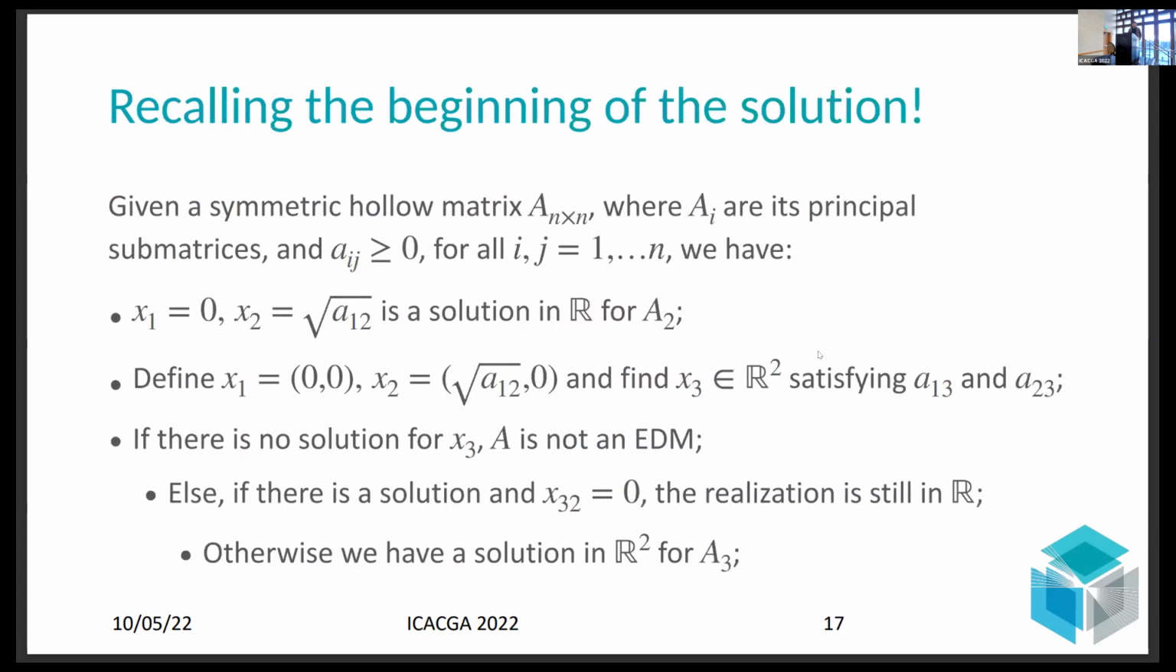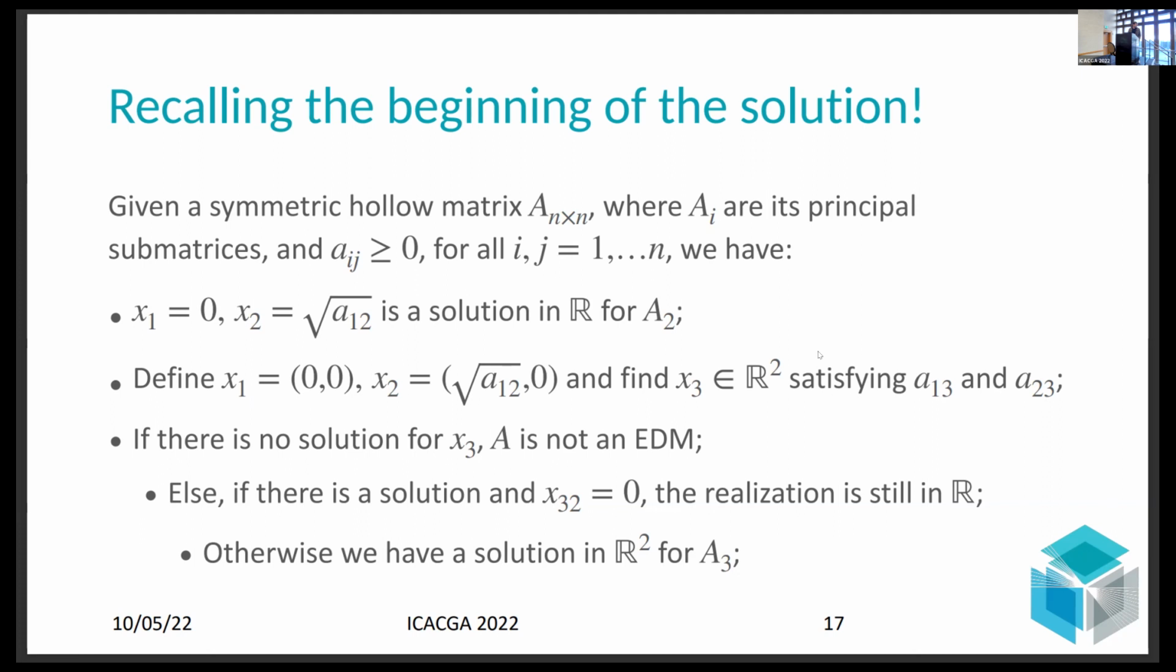Okay, so this is the same slide we saw before. The beginning of the solution is the same. We will work again with submatrices. For the first one, we have the solution. The first point is 0. The second one is like this. We add a null coordinate in each vector.